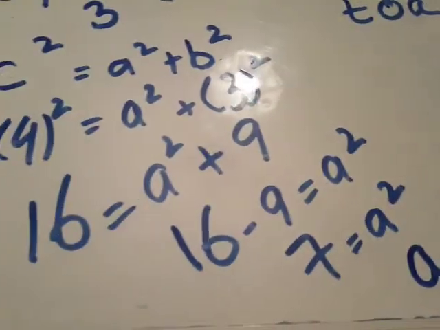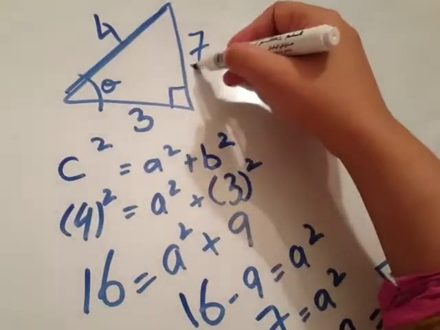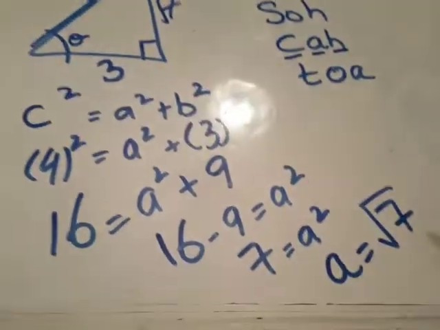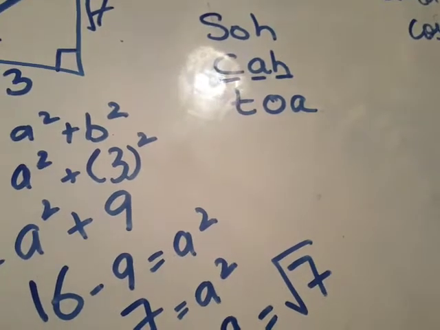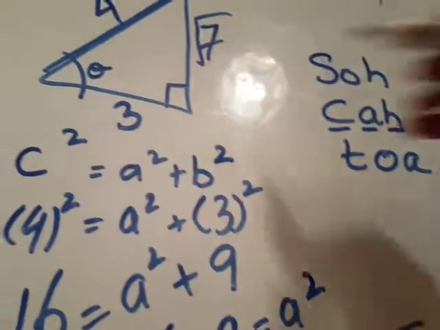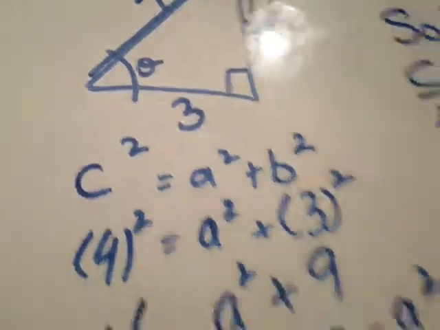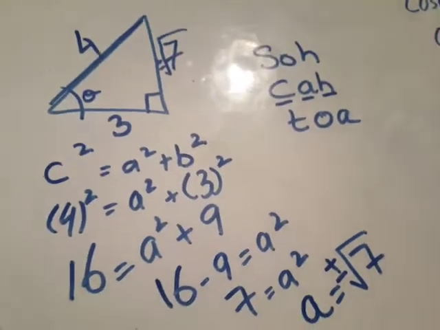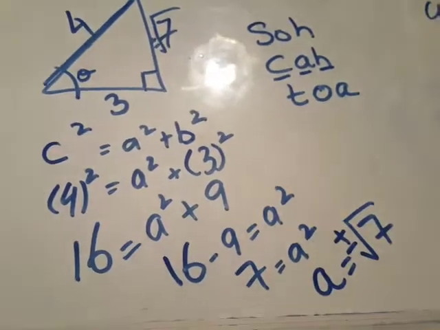So this side is under root 7. In fact, it can be positive and it can be negative, because I am removing the square sign, so I can get a positive value and a negative value. This is the way we found the value of a, simply by using the Pythagorean theorem.